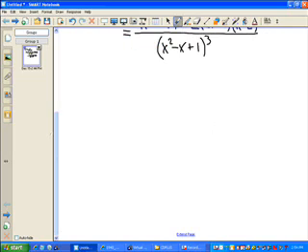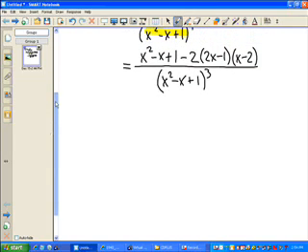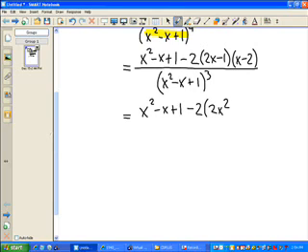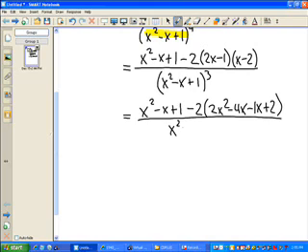Okay, continuing on. I need to multiply the top out. That's easier said than done here, isn't it? So I'm going to just focus on the top right now. X squared minus x plus 1. Now I'm going to leave the 2 right there, and I'm going to start doing FOIL. 2x times x is 2x squared. 2x times the 2 would be minus 4x minus 1x plus 2 all over. Copy the bottom down. X squared minus x plus 1 cubed.